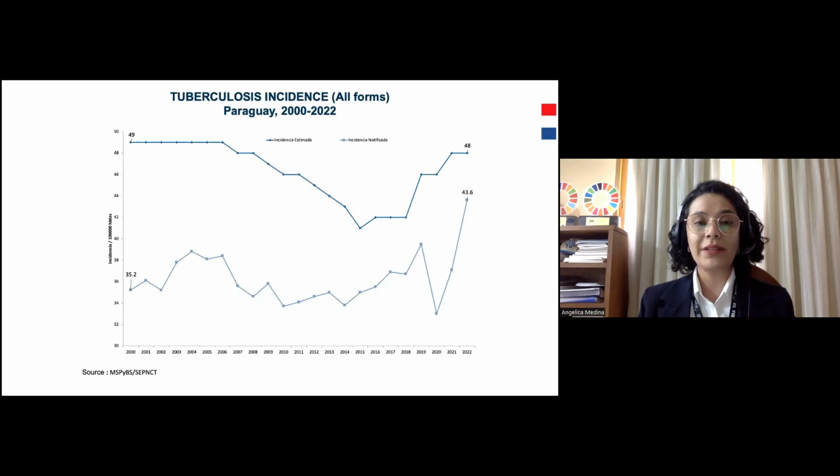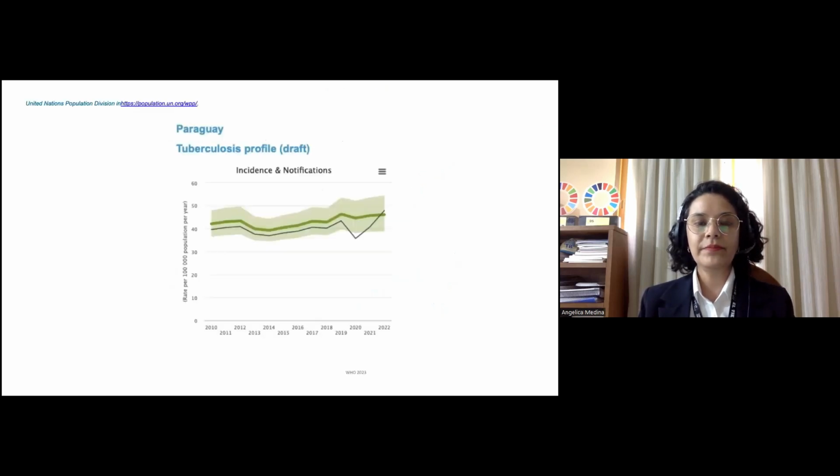Okay, when it comes to the incidence rate for TB, we can show here that 48 is the amount of people with TB every 100,000 inhabitants. And in 2022 used to be 43.6. You can see how the gap is closing starting from year 2015. In 2020, there is a drop, of course, in the number that has to do with the pandemic for COVID. And then we see how this number begins to increase again in 2021, and 2022 is one of the highest numbers in the last years.